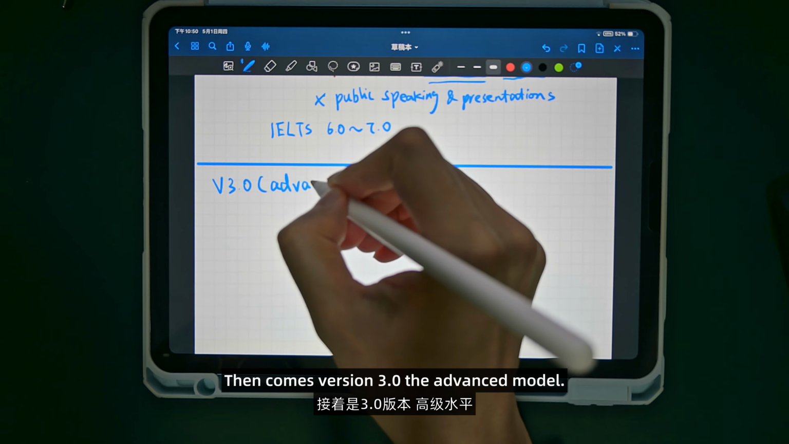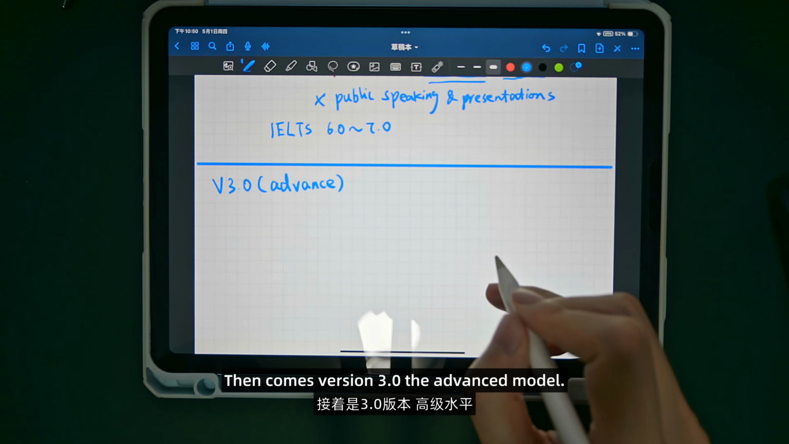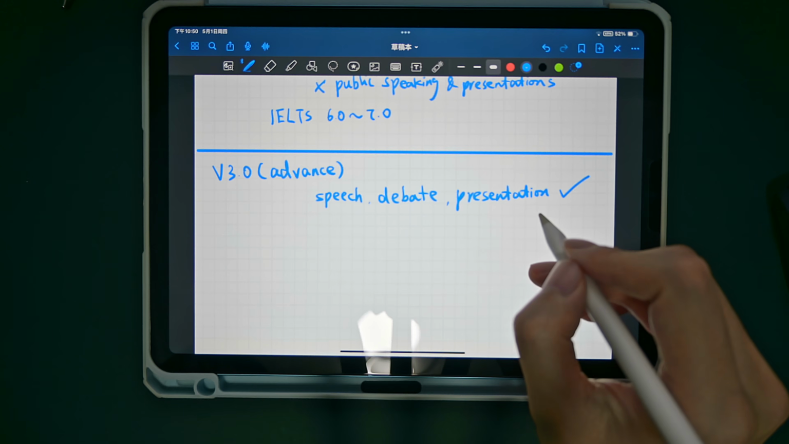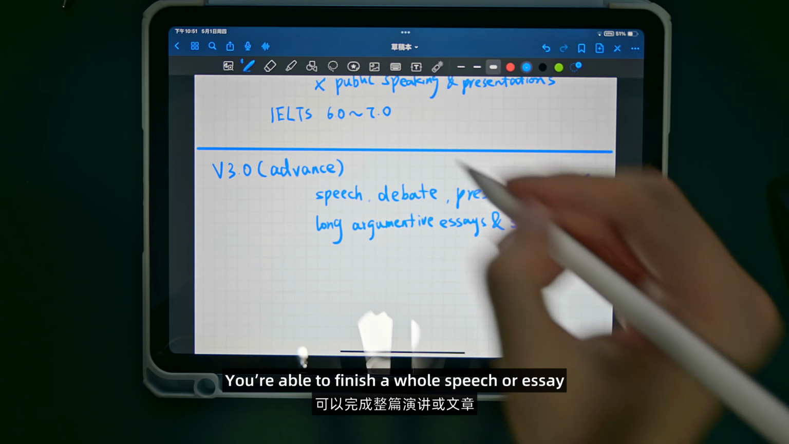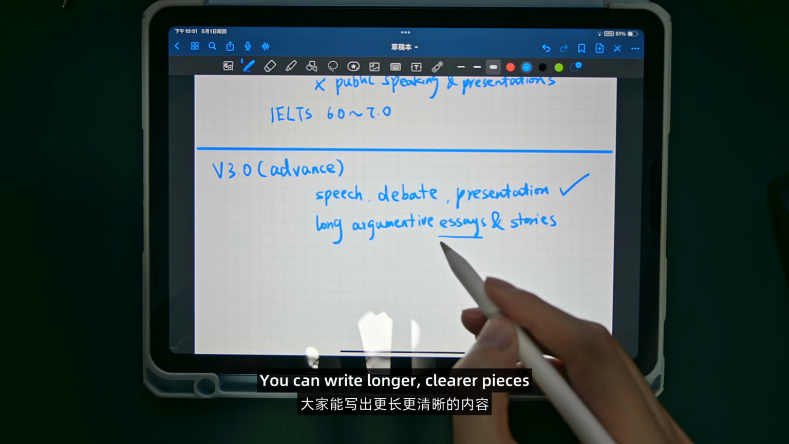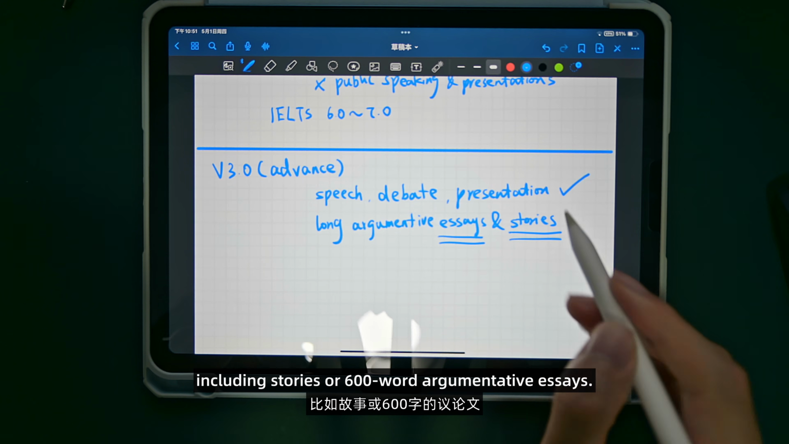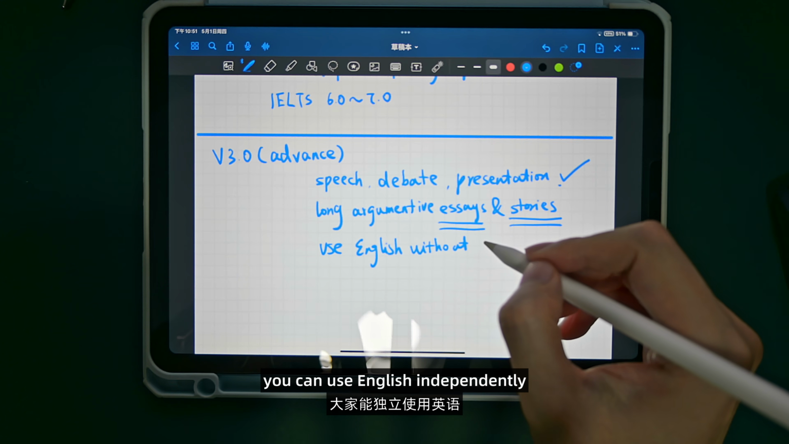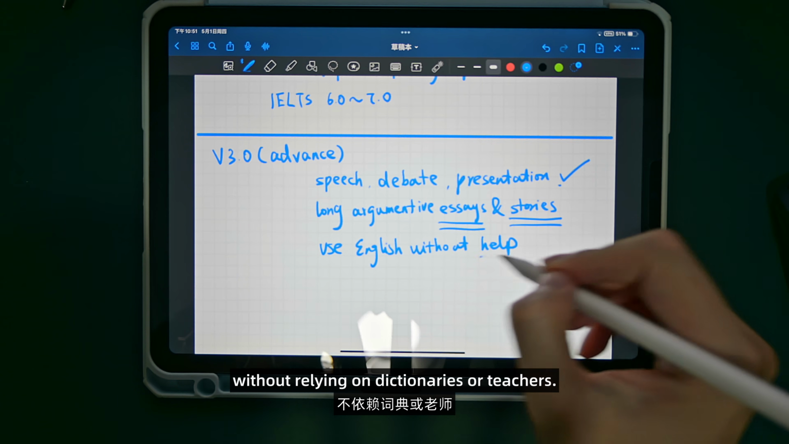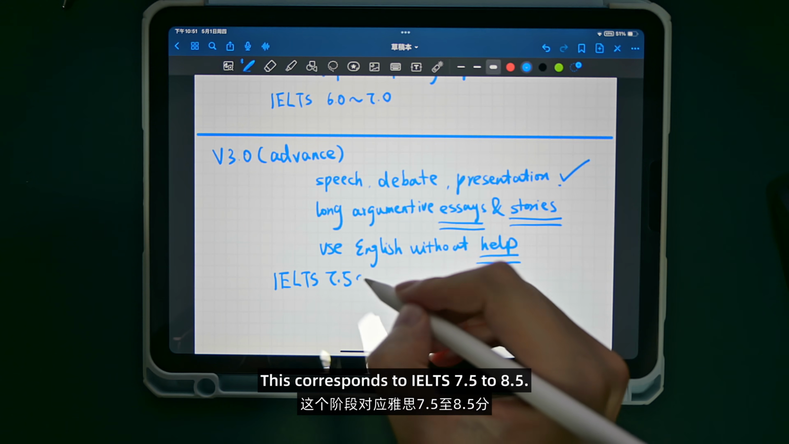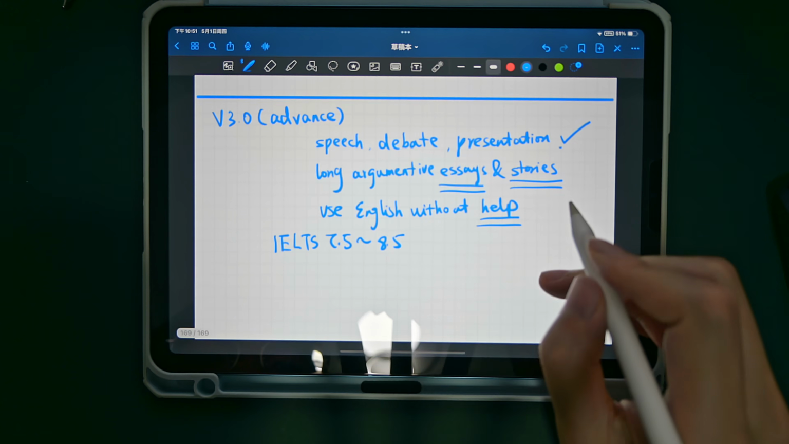Then comes version 3.0, the advanced model. You can speak with ease, give presentations, or even debate. You're able to finish a whole speech or essay based on an outline. You can write long and clear pieces, including stories or 600 or 800 word argumentative essays. And most importantly, you can use English independently, without relying on dictionaries or teachers. This corresponds to IELTS 7.5 to 8.5.